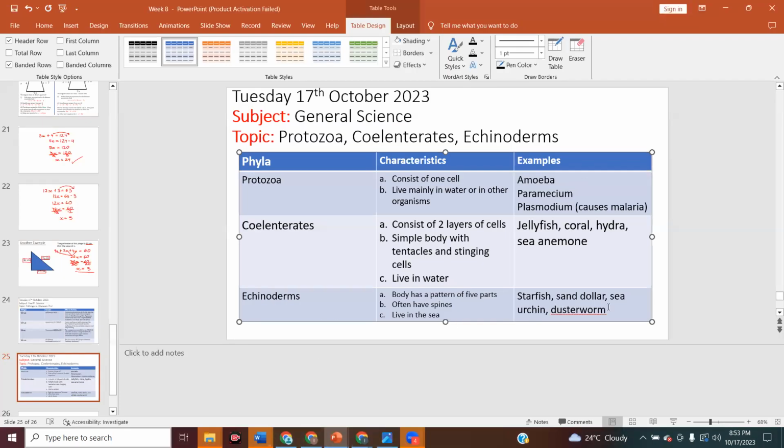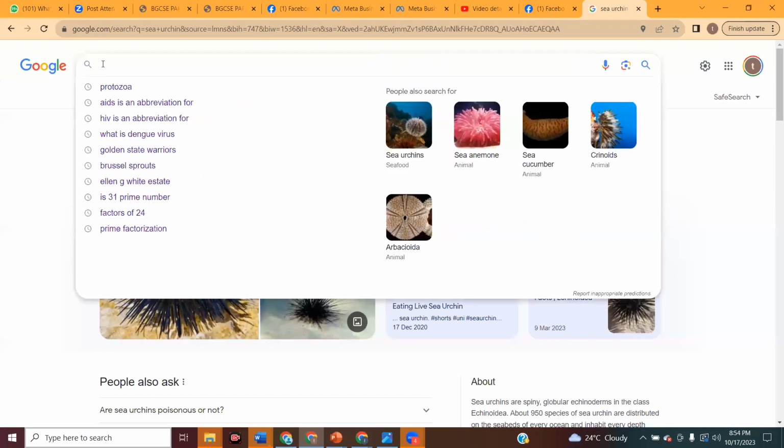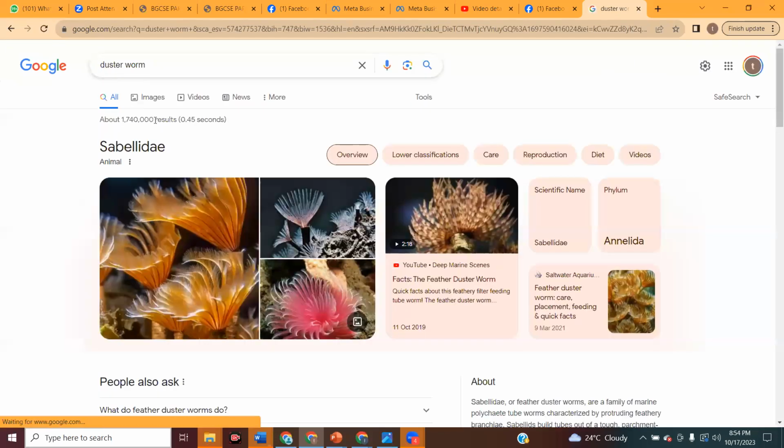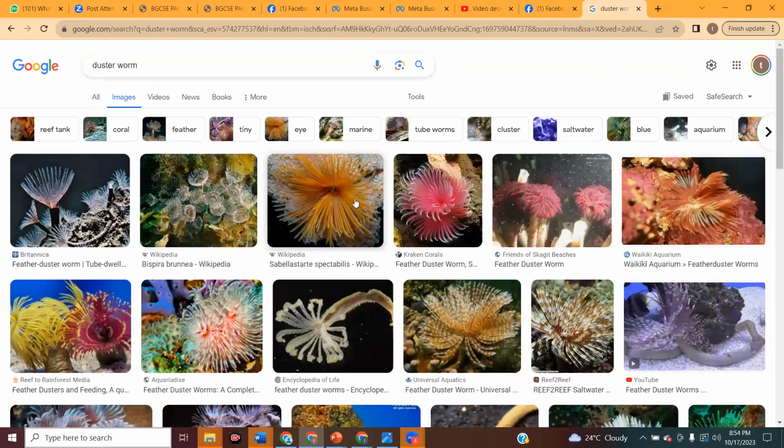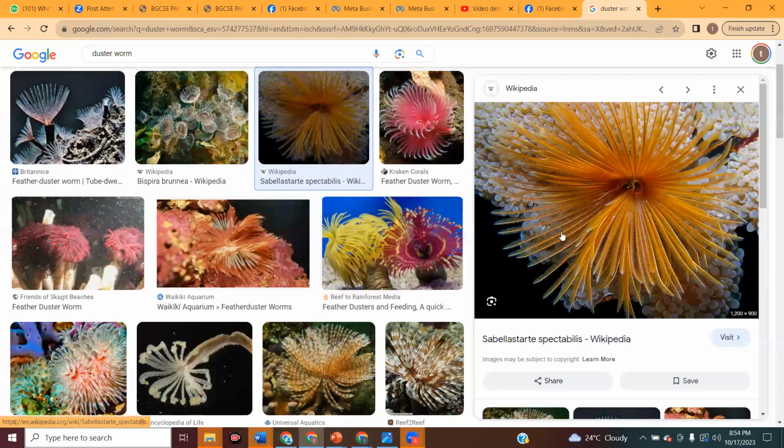What is duster worm? What is that? The book says duster worm. Let's see what that is. Oh, nice. These don't look ugly. They look a little pretty. Yeah, nice.